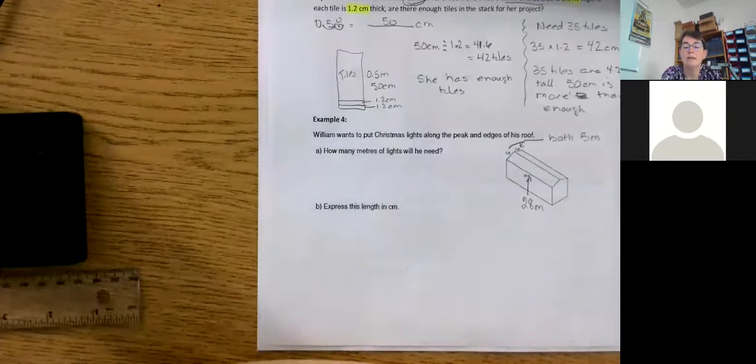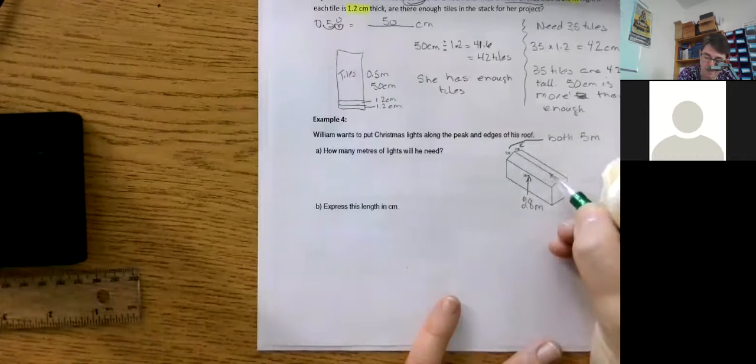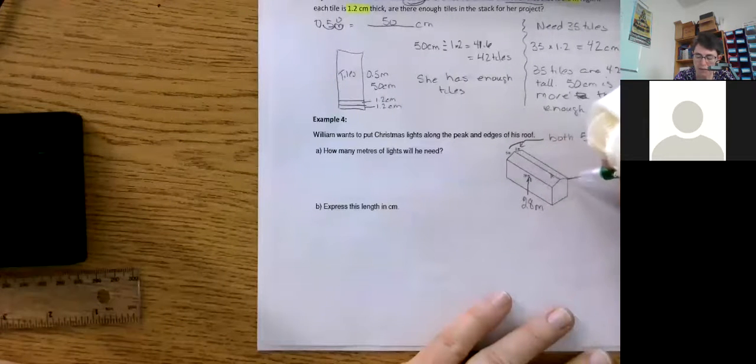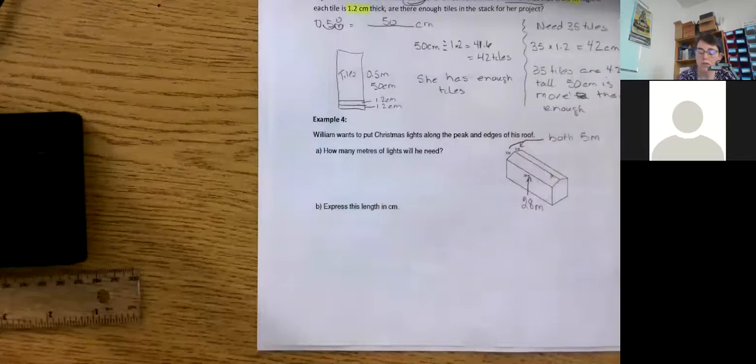All right, so example number 4. I'm sure you got this. How many meters of lights will he need? Well, he needs to have lights along the peak and all the edges. I hope you all knew that peak meant this part here. Okay, so he's got to have lights along this long edge and this edge and this edge. And each one of those is going to be 28 meters.